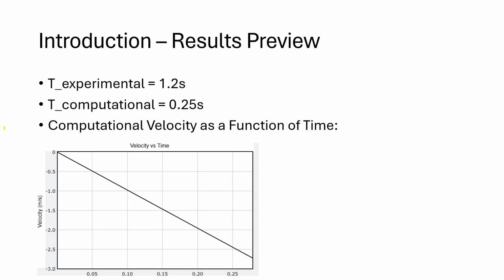So here's a brief preview of the results. Experimentally, it took 1.2 seconds for the magnet to go through the aluminum foil tube. Computationally, it took 0.25 seconds, and the computational velocity as a function of time is plotted in the graph at the bottom.